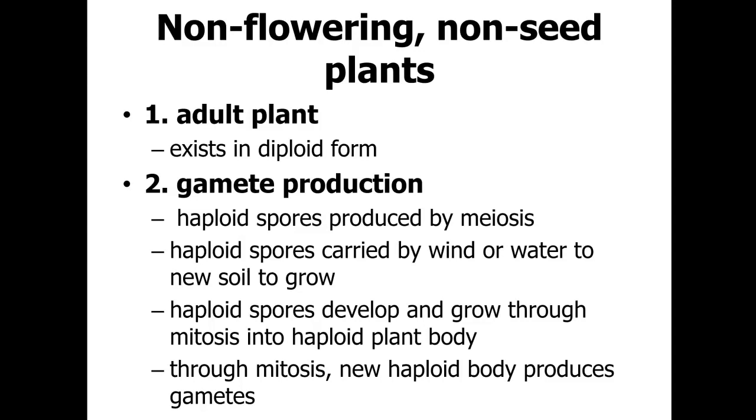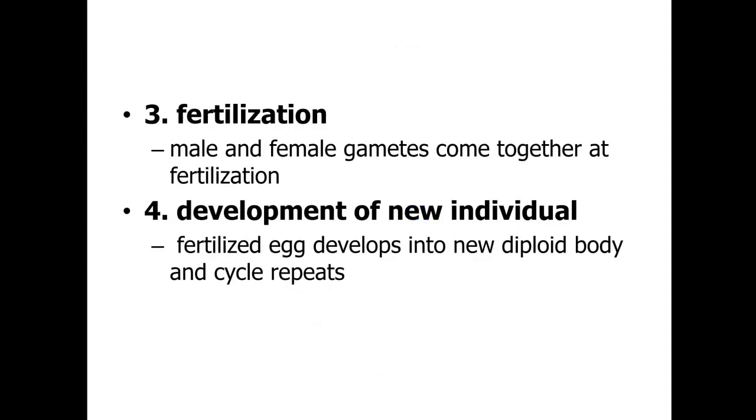The haploid spores are then going to be carried by wind or water to new soil in order to grow. These haploid spores will then develop and grow through mitosis into a haploid plant. This would be your gametophyte. Then, through mitosis, a new haploid body produces gametes.